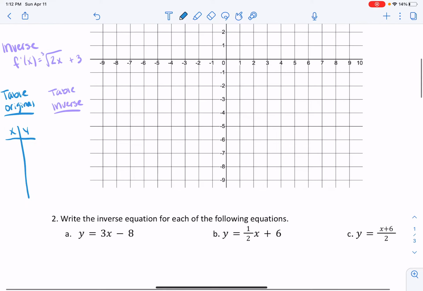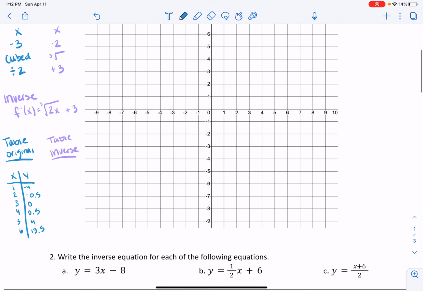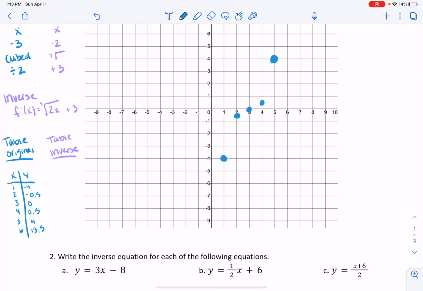I can see some different points, so let's make a sketch of this graph and fill in that table. We've got 1 through 6, and we've got -4, -0.5, 0, 0.5, 4, and 13.5. I'm going to plot that. So we've got (1, -4), (2, -0.5), (3, 0), (4, 0.5), (5, 4), and 6 is a little bit too big to get that value there. So I'm just going to do a little sketch.